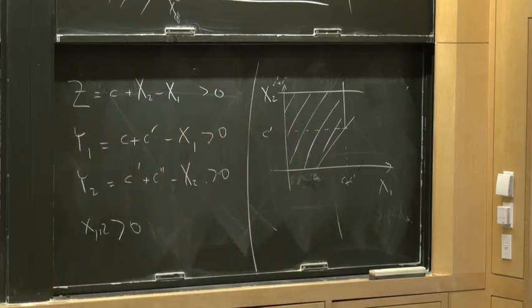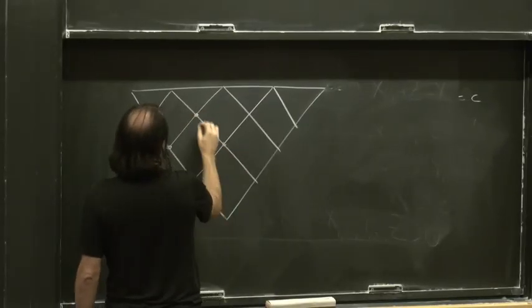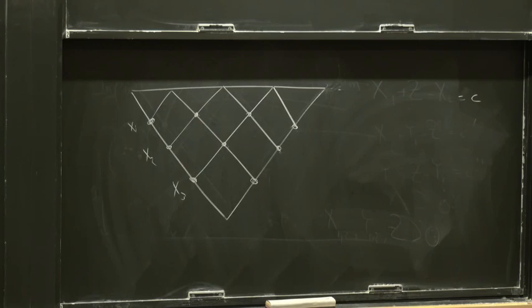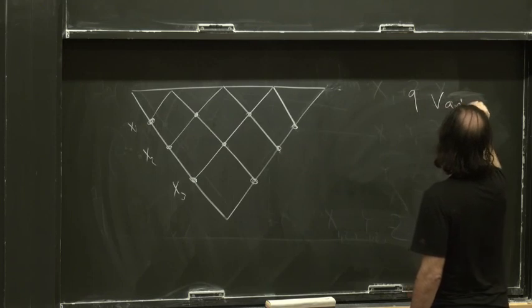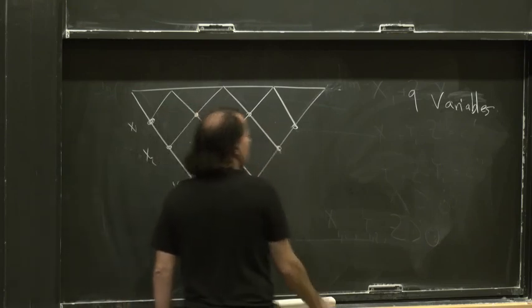Okay, if I won't write down all the equations, but we'll just do some counting. So if I have 3 points on the boundary, so I have x1, x2, x3, and then I have how many other points? 1, 2, 3, 4, 5, 6 other points. So I have a total of 9 variables. How many mesh relations do I have? 1, 2, 3, 4, 5, 6 mesh relations.